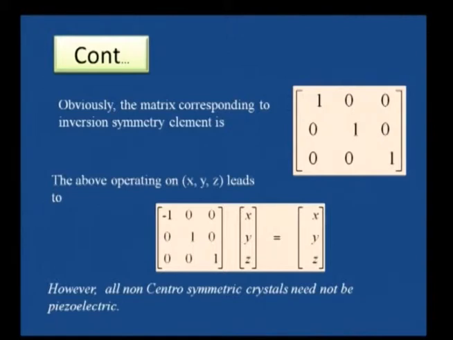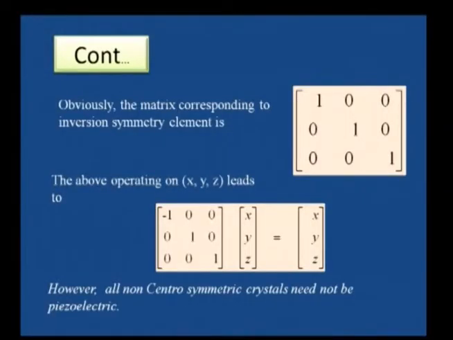Now, it is child's play. At a young age, one can tell which matrix will take x, y, z to minus x, minus y, minus z. Supposing x, y, z ought to be taken to minus x, minus y, minus z, then along the diagonal elements you will have minus 1, minus 1, minus 1, which will take your x, y, z to minus x, minus y, minus z. So, for inversion to take place, you have to have an operator, a unit matrix, where the diagonal elements are all minus 1, minus 1, minus 1.